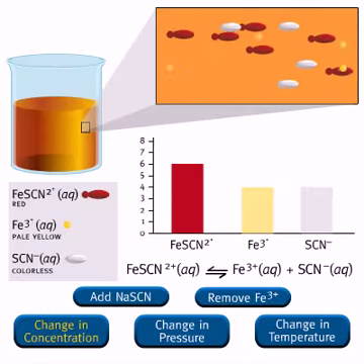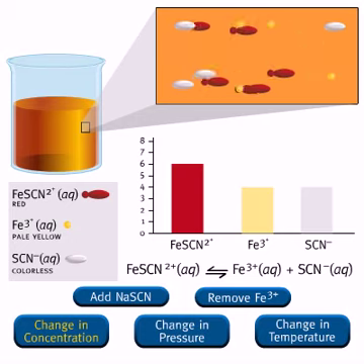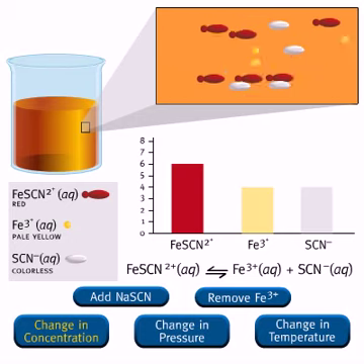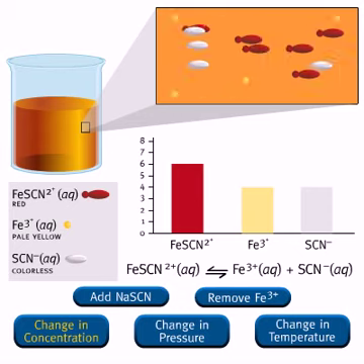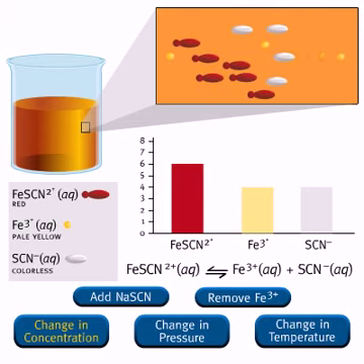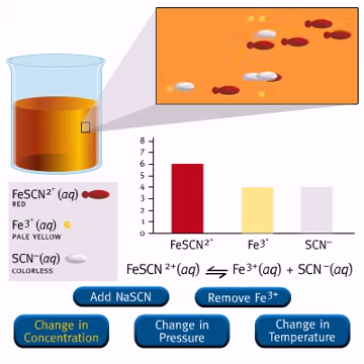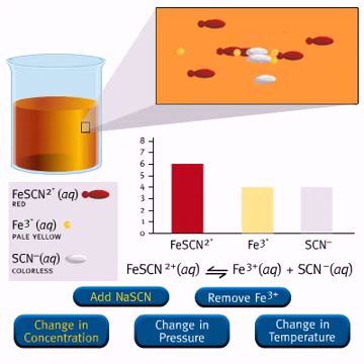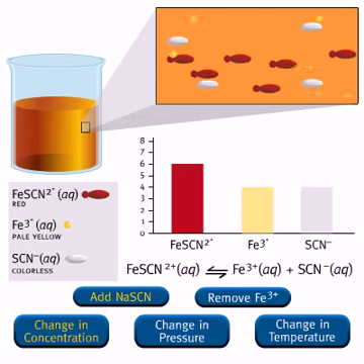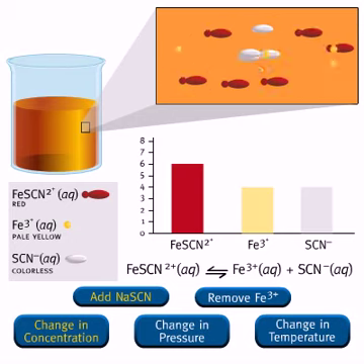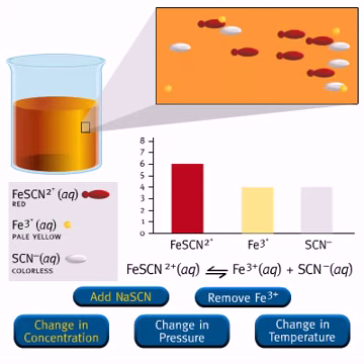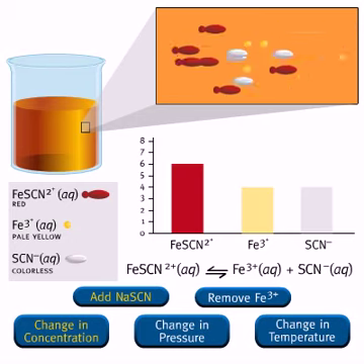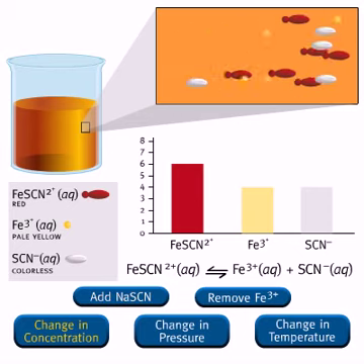Iron(III) thiocyanate dissolves readily in water to give a red solution. The red color is due to the presence of hydrated iron thiocyanate ions, FeSCN2+. The equilibrium between undissociated iron thiocyanate ions, iron 3+ ions, and thiocyanate ions, SCN-, is given by this chemical equation.